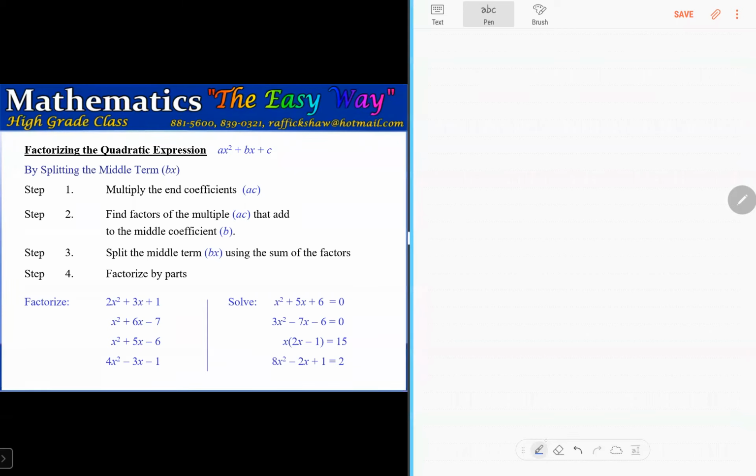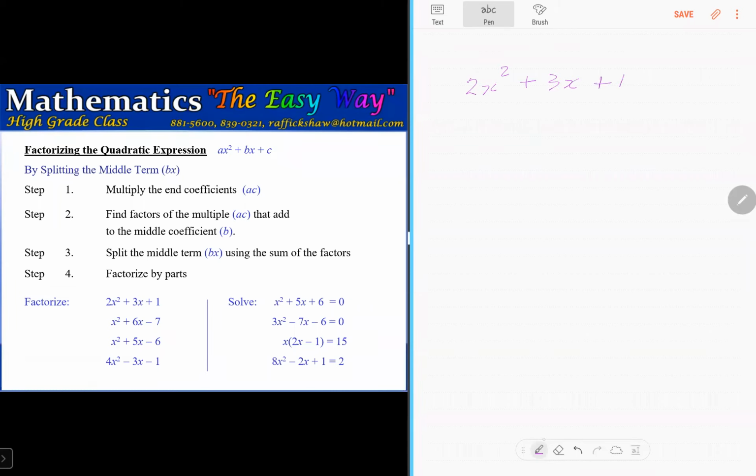So let me start the third one, which is x squared. Let's start with the first one. Sometimes when they're too easy, they don't demonstrate so well. Let's start with the first one: 2x squared plus 3x plus 1.